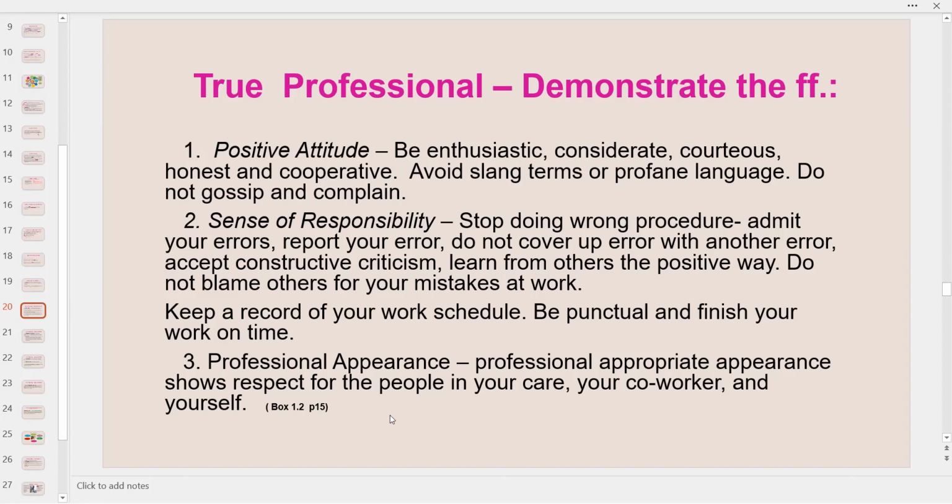Next is personal appearance. Personal appearance is very important. Appropriate dressing is expected for a professional to wear while working in a facility or in a work setting. They should show respect to the people they care for, to their co-workers, and of course to themselves. They should avoid wearing excessive accessories, because these accessories might get caught on the client, and that will cause injury or harm to the client.